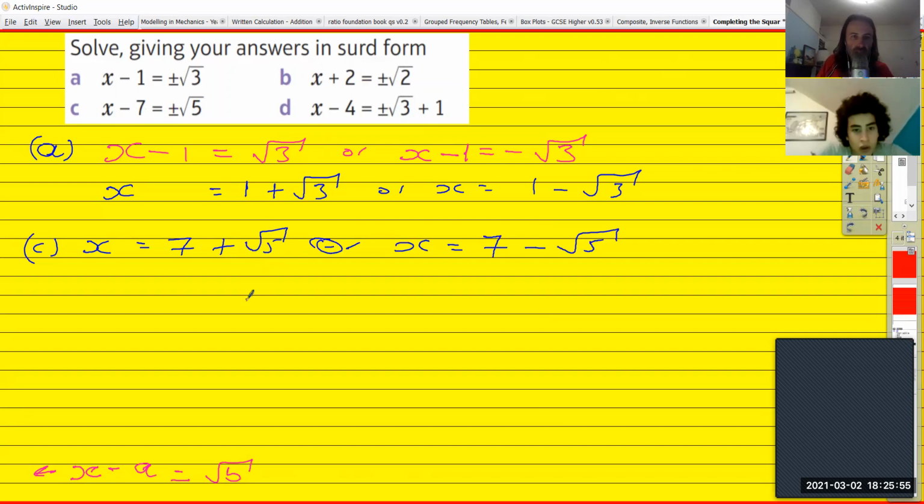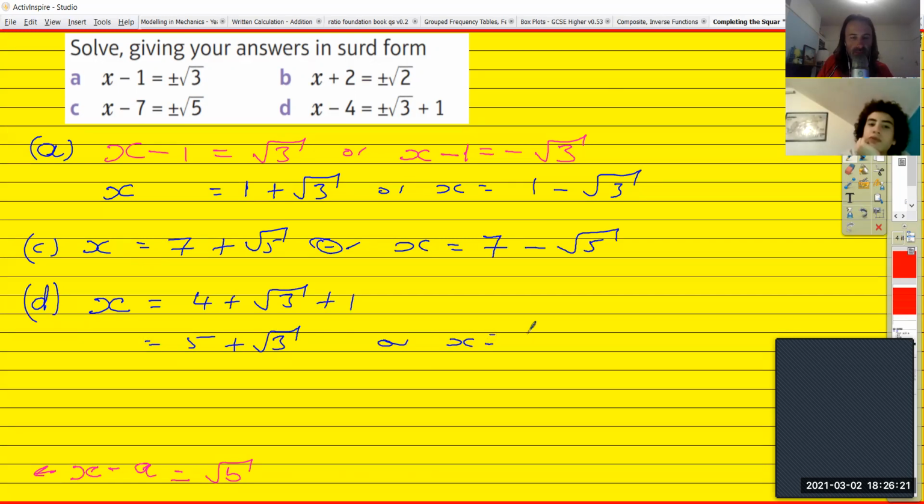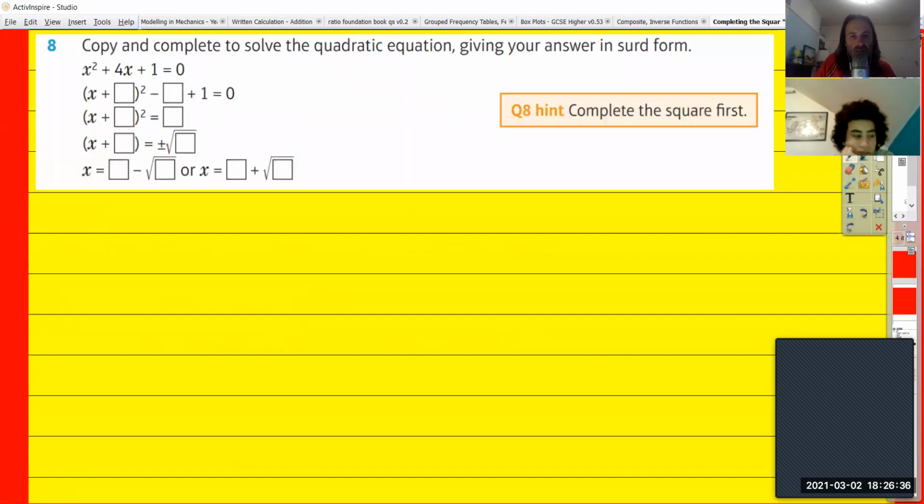All right, let's try D. X minus X equals 4 plus root 3 plus 1. Oh, X equals 5 plus root 3 then. And X equals 3 minus root 3. The only thing that changes is the square root. 4 minus 5 minus root 3. Well done. That's it. I think we have it.